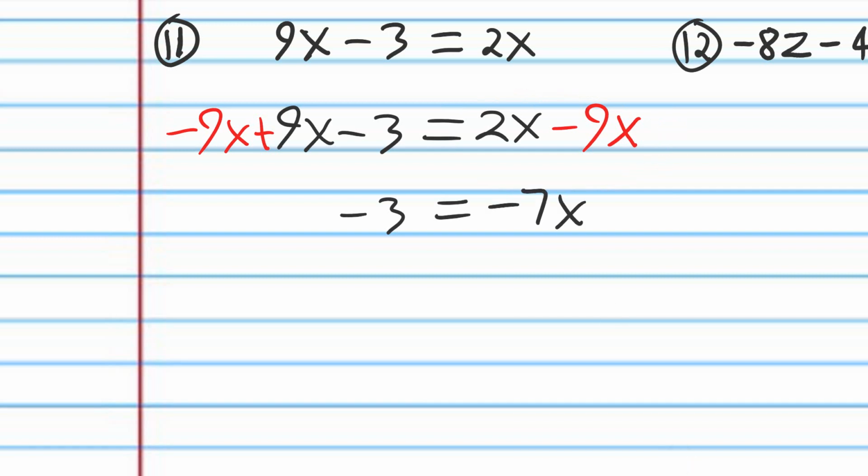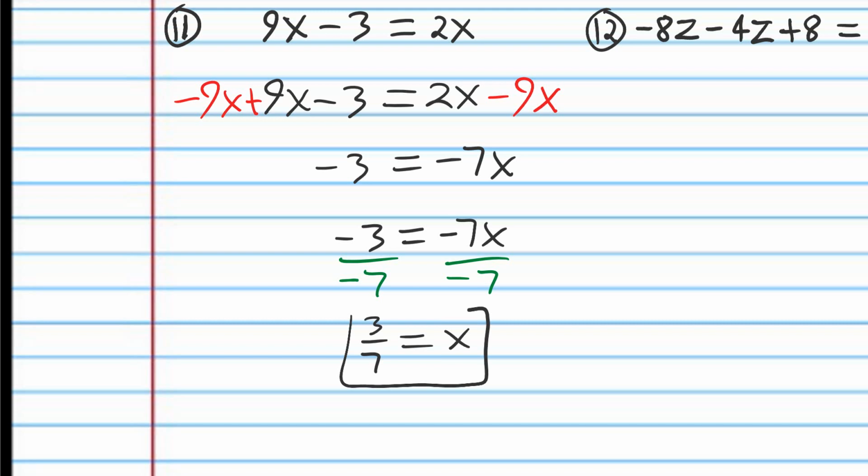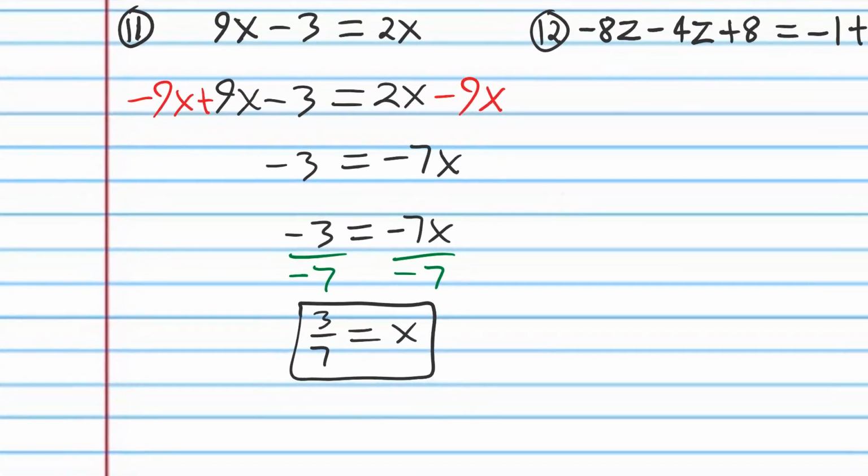So this one's going to be kind of a short one. I'm about to perform an operation on both sides of the equation, so I have to rewrite the equation and divide both sides by negative 7. And we have x is equal to 3/7, because a negative divided by a negative is a positive. So if you got 3/7, that's really good.